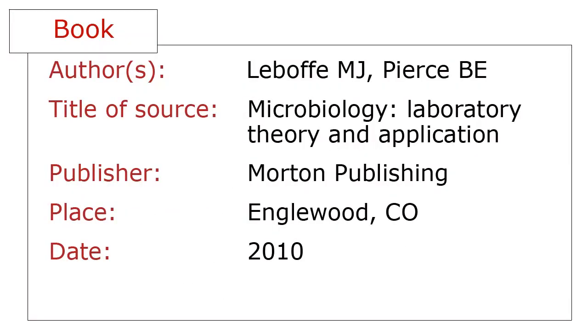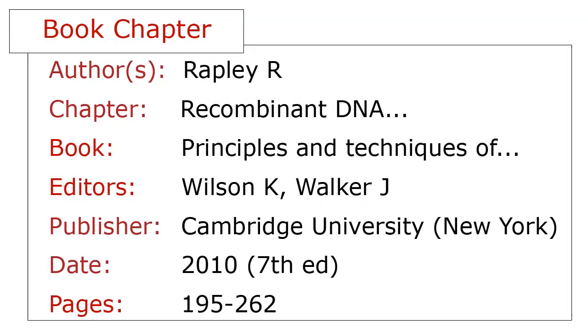For a book, you'll need the authors, the book title, the publisher, the place of publication, and the publication year. Some books have chapters written by different people. If that's the case, you'll need to cite the individual chapter rather than the book. You'll need information on the chapter's author and title of the book the chapter is published in, the editors of the book, the publisher, the place of publication, the year, and the chapter's pages.